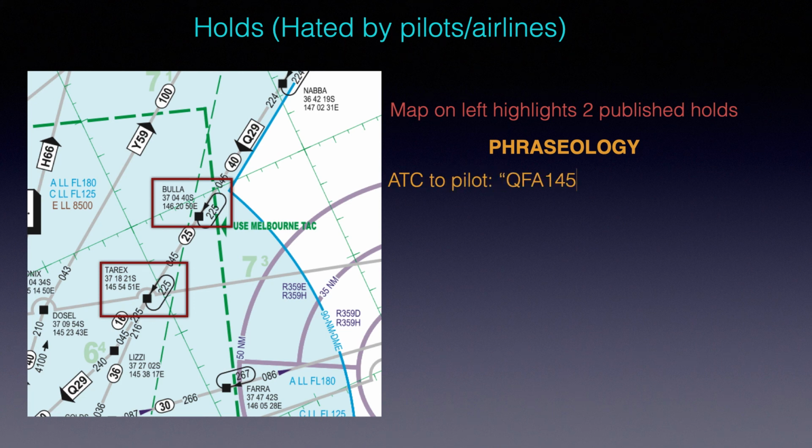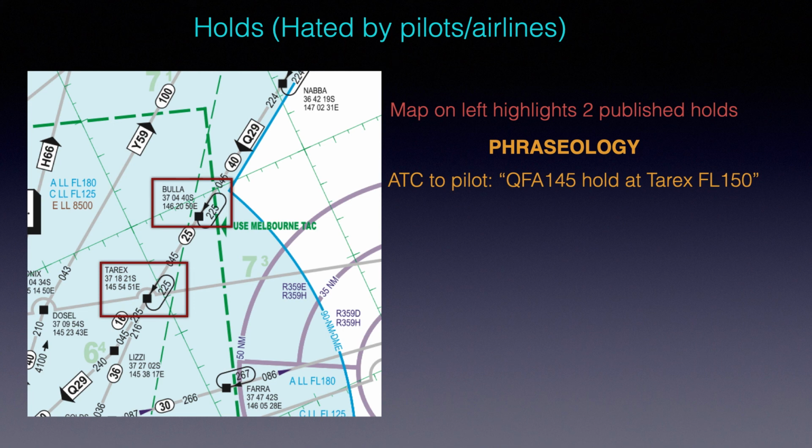You could say something like this: Qantas 145, hold at Tarex, flight level 150. Or Qantas 145, descend to flight level 150, hold at Tarex. You don't have to give him any other instruction because it's a published hold. In real life, these guys have got maps, charts in front of them. And like I say, it should be in their FMC. And they'll just program it into the FMC, they'll get into their hold, and they'll stay at flight level 150.